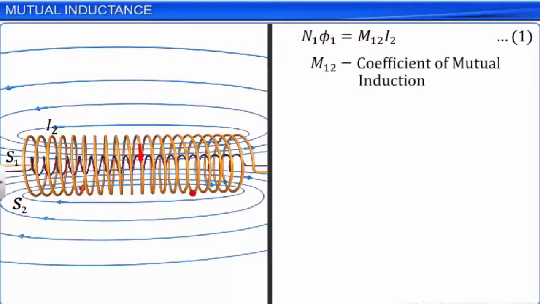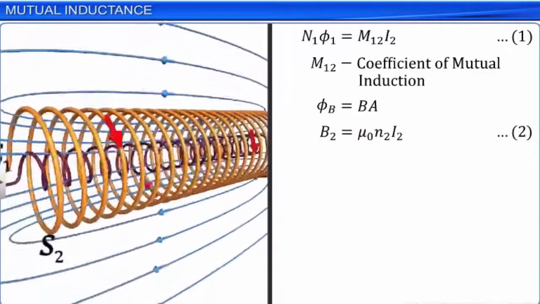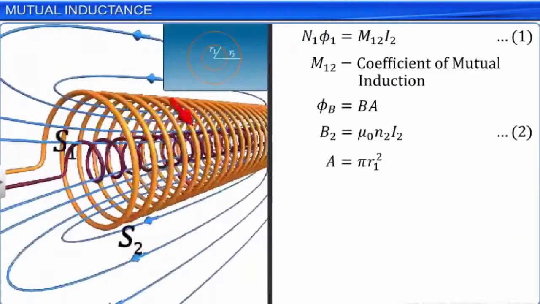M12 is called the mutual inductance of solenoid S1 with respect to solenoid S2. It is also referred to as the coefficient of mutual induction. The magnetic flux is equal to the product of the magnetic field strength and the area. The magnetic field strength B2 due to the current I2 in solenoid S2 is given by B2 equal to mu naught n2 I2. Let this be equation 2. The area of the coil in solenoid S1, A, is equal to pi R1 square. Let this be equation 3.